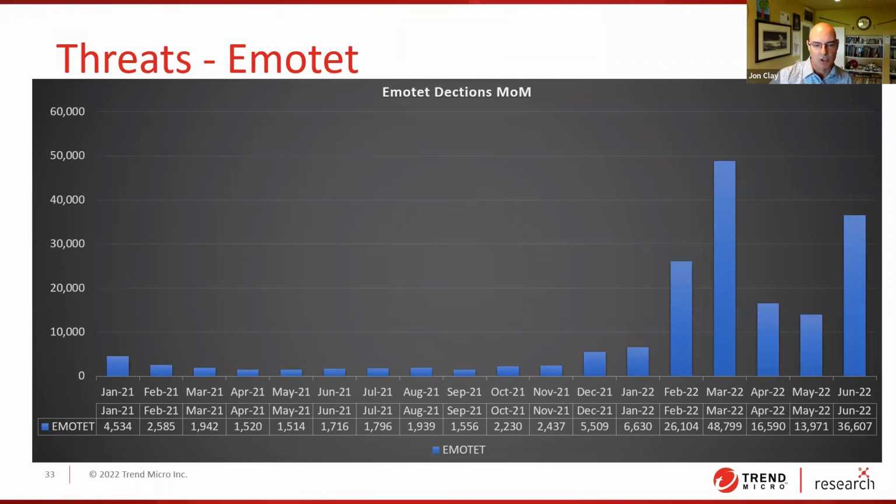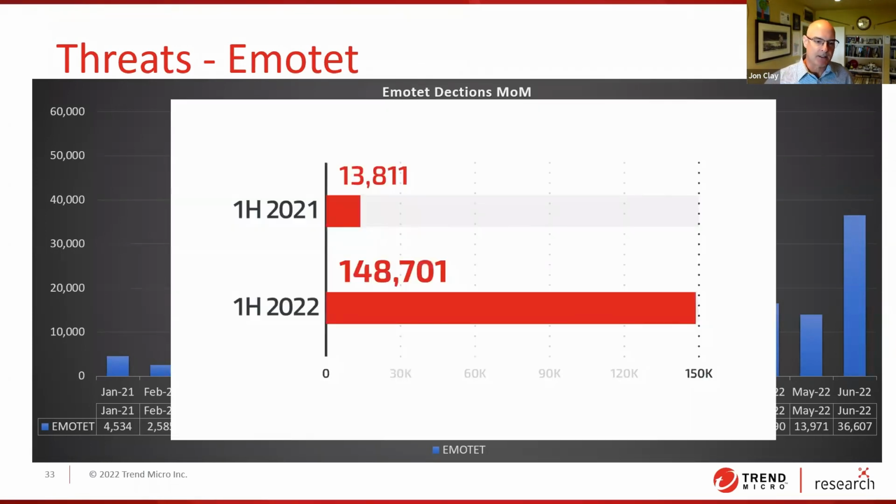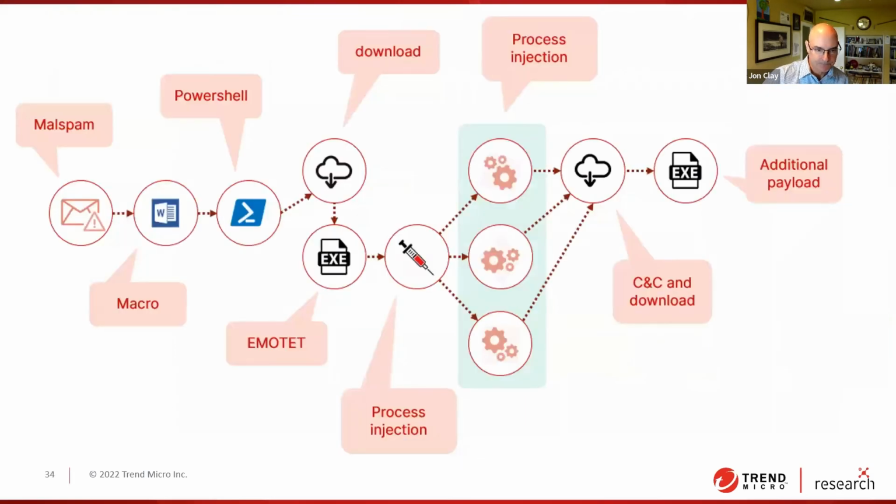And you can see in January of 2022, we actually started to see a big spike in Emotet. Even in March, we had a spike of almost 50,000 detections in that month. So Emotet certainly is being used. You can see it went from 13,000 in the first half of '21 to almost 150,000 in the first half of '22. This is the typical attack lifecycle where Emotet is used.